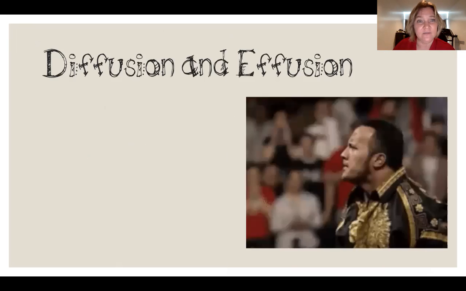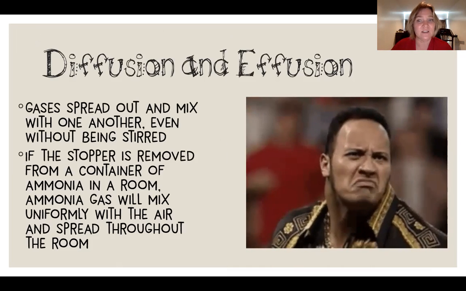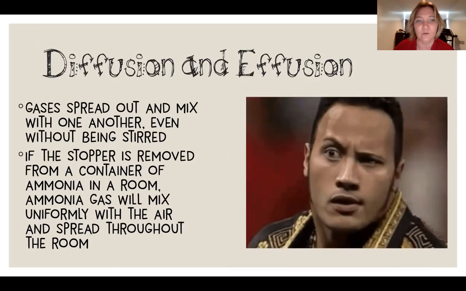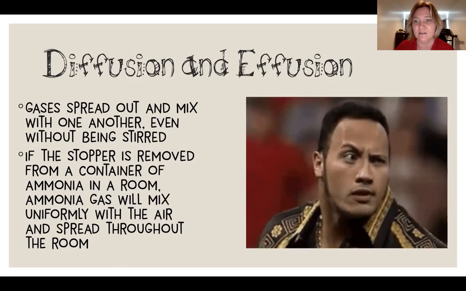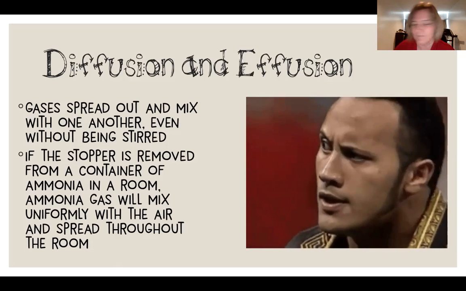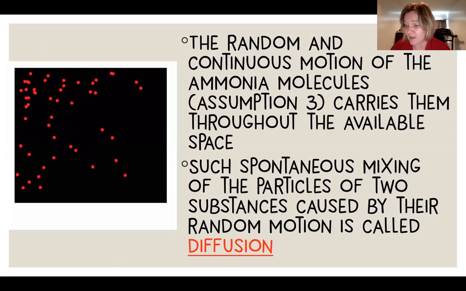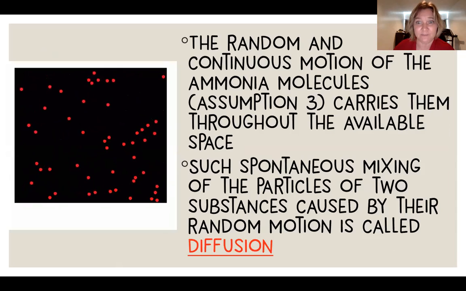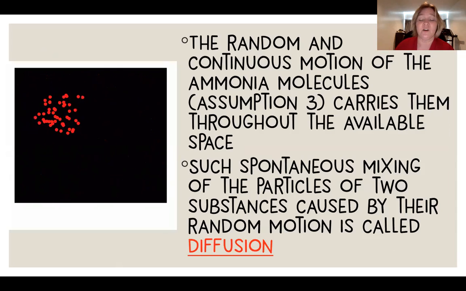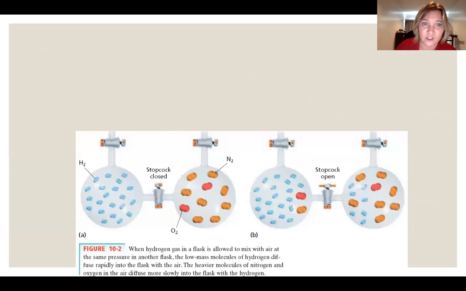And next we have diffusion and effusion. Gases spread out and mix with one another even without being stirred. So if the stopper is removed from a container of ammonia in a room, the ammonia gas will mix uniformly with the air and spread throughout the room, and you'll probably have a face like The Rock has right now. The continuous and rapid motion of the ammonia molecules from assumption number 3 carries them throughout the available space. This mixing of the particles of two substances by their random motion is diffusion, which we learned about in biology last year.